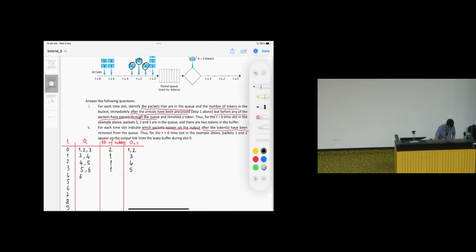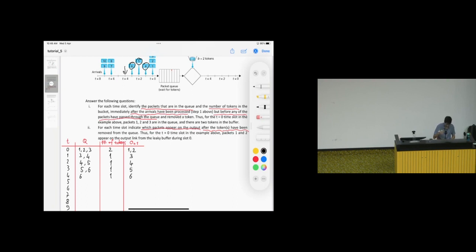In the next time slot, at t equals 4, no packets arriving. So I just have packet number 6 in the queue. I had one token. I spent it, but I have a new one. So I still have one token. And that token will remove packet number 6. Now on the output, I have packet number 6.